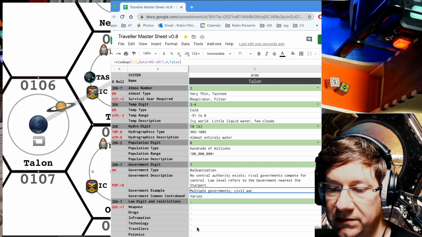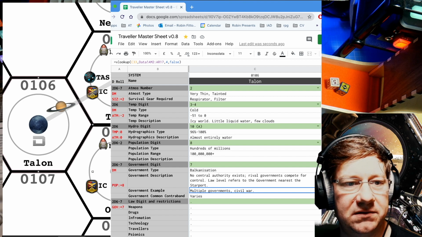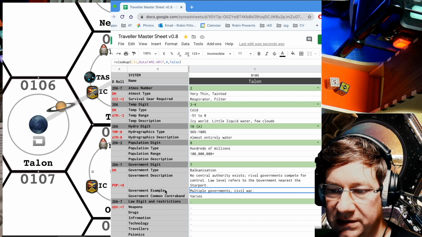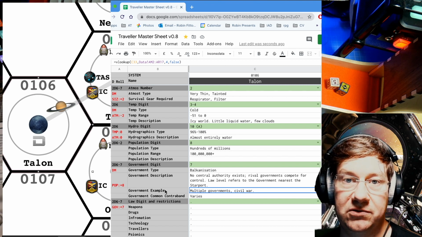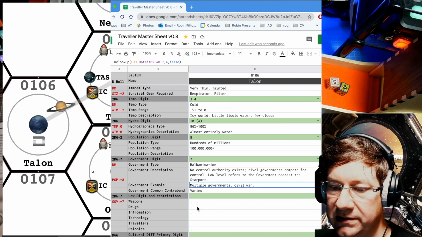Which just makes it a very interesting place, given Talon itself is quite a poor starport and doesn't show a lot of promise in terms of what it is. But locally, there's a lot of government activity split between different warring or potentially warring states.